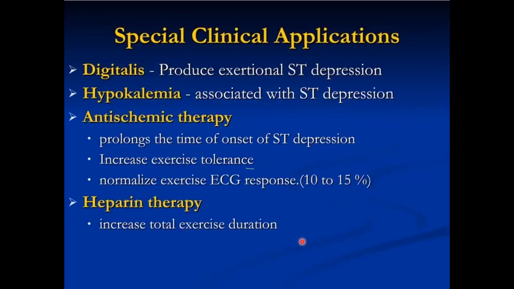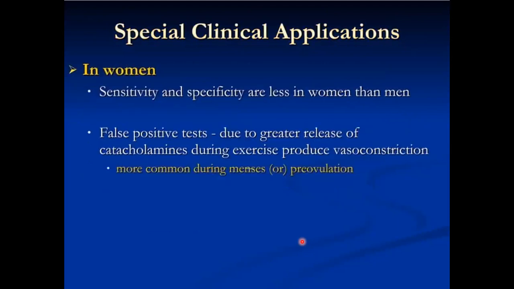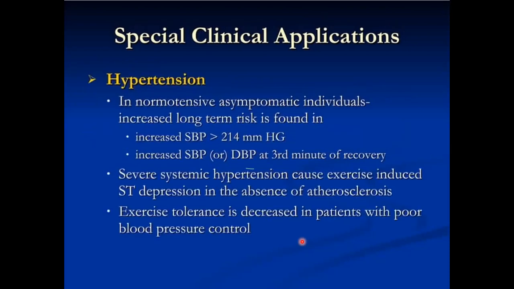So, special clinical applications: digitalis produces exertional ST segment depression, likewise hypokalemia. Anti-ischemic therapy also prolongs the time of onset of ST segment depression. It increases exercise tolerance and it normalizes exercise ECG response in about 10 to 15% of patients. And in patients on heparin therapy, it also increases total exercise duration. In women, the sensitivity and specificity are actually less as compared to men. And they usually have a lot of false positive tests due to greater release of catecholamines during exercise, which produces vasoconstriction. And this, they said, is more common during their menses or pre-ovulation.